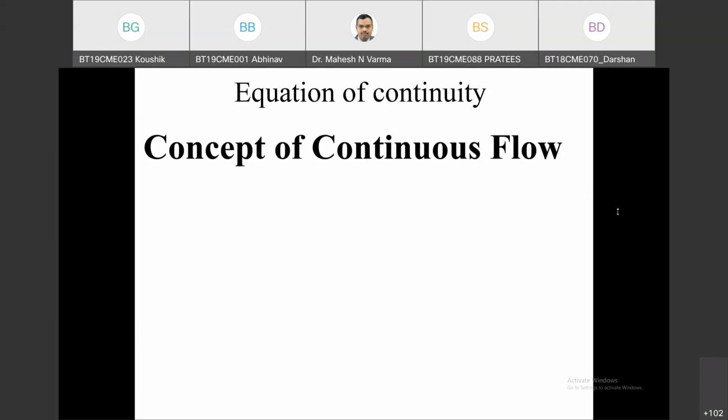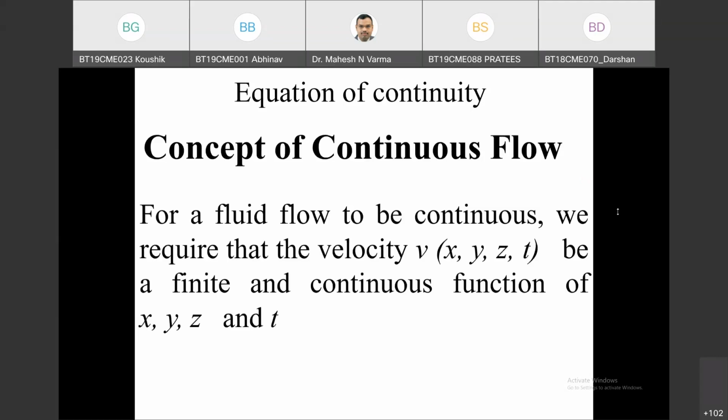So what is the concept of continuous flow? When can I call it a continuous flow? For a fluid flow to be continuous, we require velocity. Because we are dealing with continuous flow and momentum transfer, velocity will be the integral part of the discussion. So with respect to velocity, we will discuss the continuous flow.